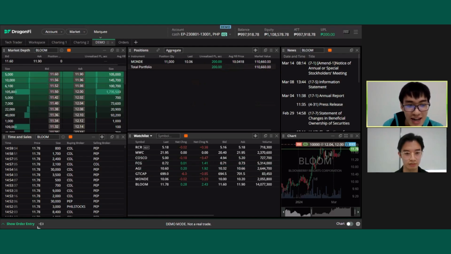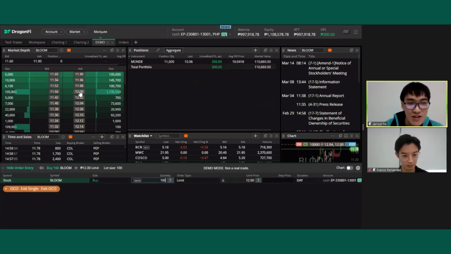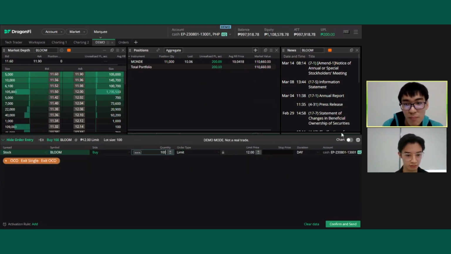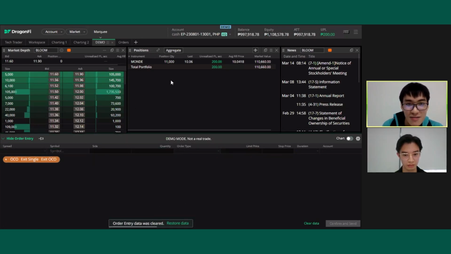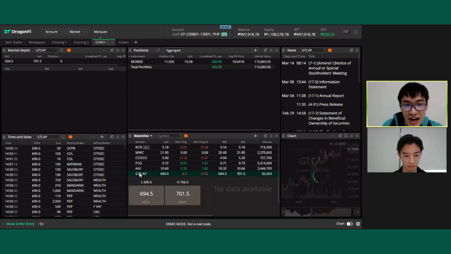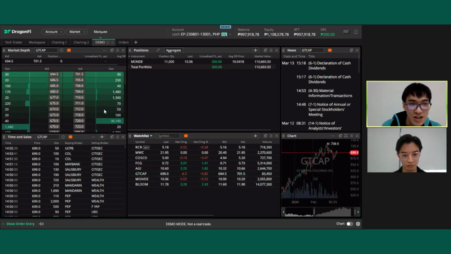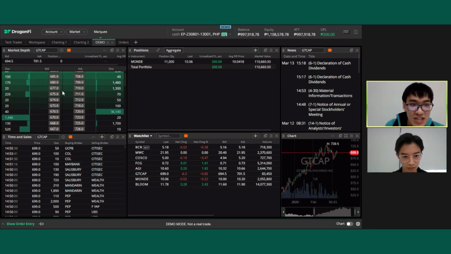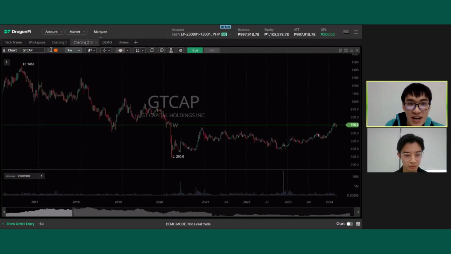So again, basically, you can use any of these widgets. I mean, these buttons. So here, 12, then it will pop up the order. If you want to change your order, just press here, clear data, and there. Then you can pick another stock. So example, GT Cap, right? So GT Cap, let's look at the chart of GT Cap.